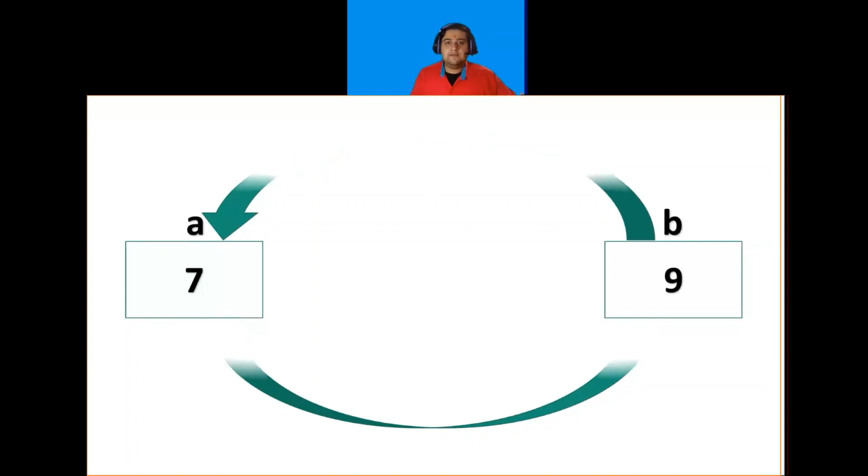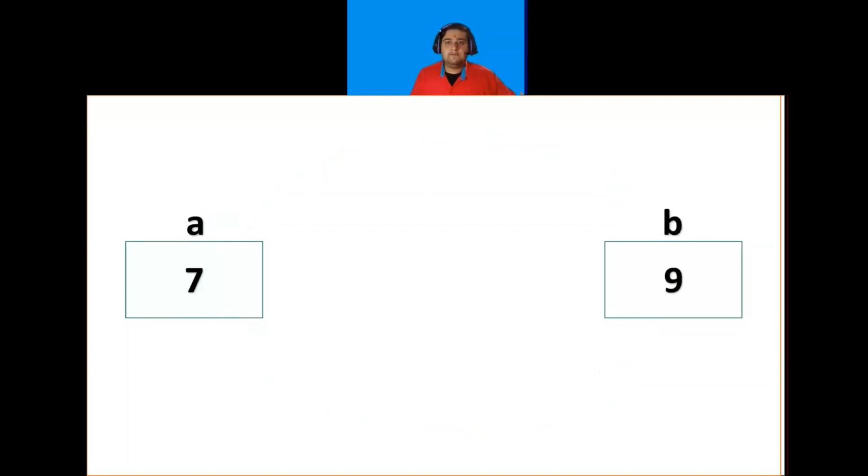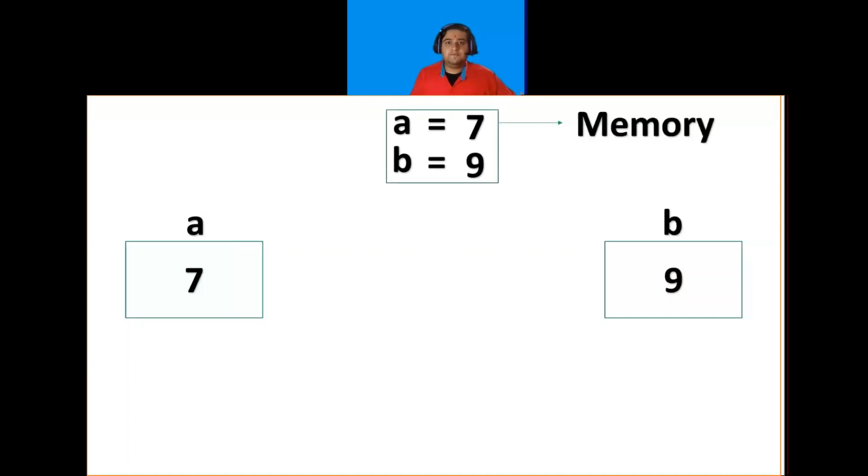So at this time, the values stored in the memory are A is equal to 7 and B is equal to 9. These are the values stored in the memory of our computer. For interchanging these values, I need a third block. Let's name this third block temp.